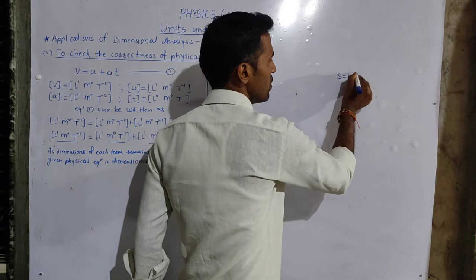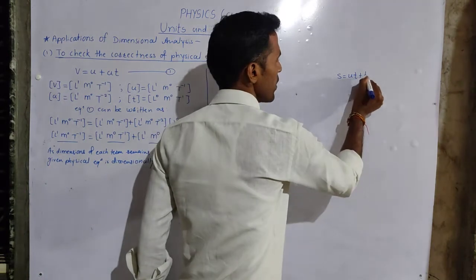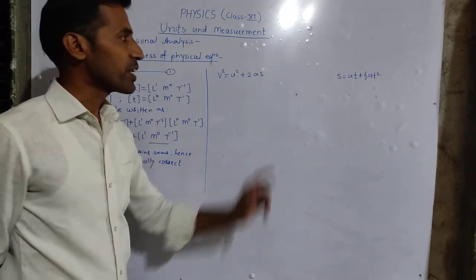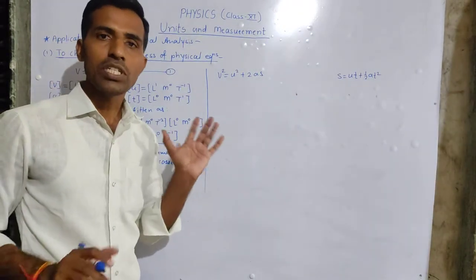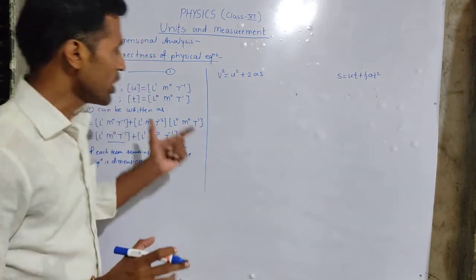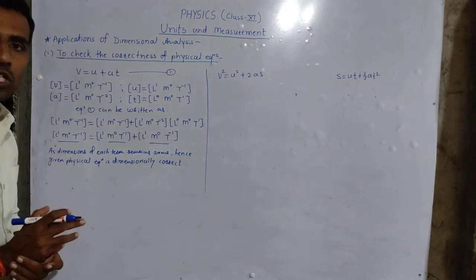S is equal to ut plus half at square. Okay, we can take any equation. We can check whether this equation is dimensionally correct or not. So let's follow the same steps here.